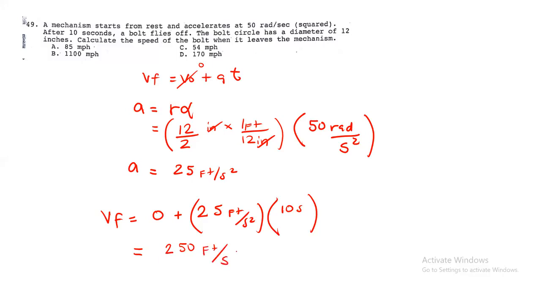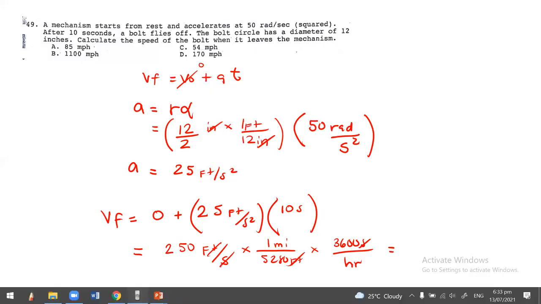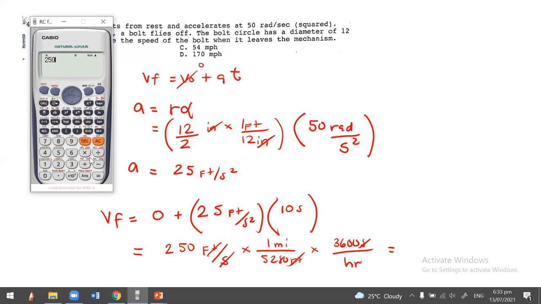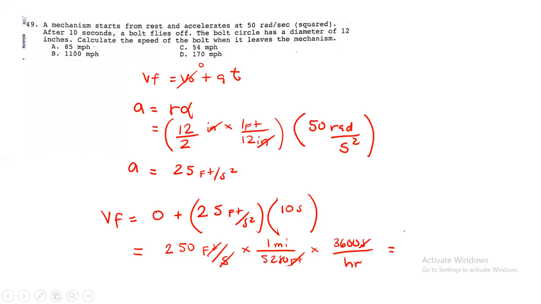So, i-convert natin into miles per hour. So, times 1 mile per 5,280 feet times 3,600 seconds per hour. So, ilan to? So, 250 times 1 over 5,280 times 3,600. So, ang sagot is 170.45 miles per hour, 170.45 mph.